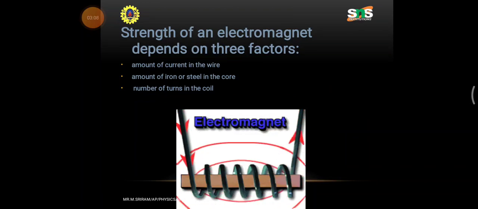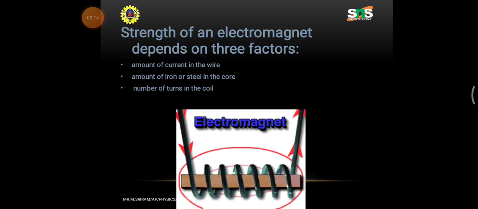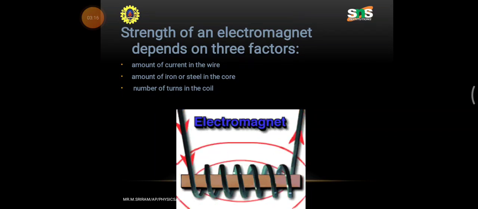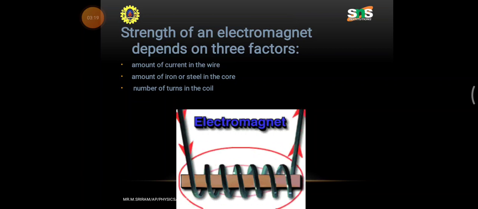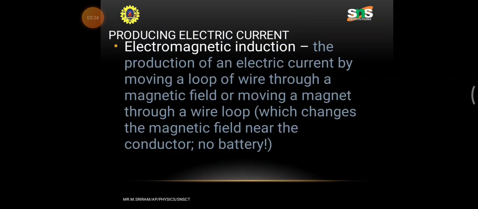The strength of an electromagnet depends on three factors: the amount of current in the wire, the amount of iron or steel in the core, and the number of turns in the coil. Producing electric current is electromagnetic induction: the production of an electric current by moving a loop of wire through a magnetic field or moving a magnet through a wire loop, which changes the magnetic field near the conductor, with no battery.